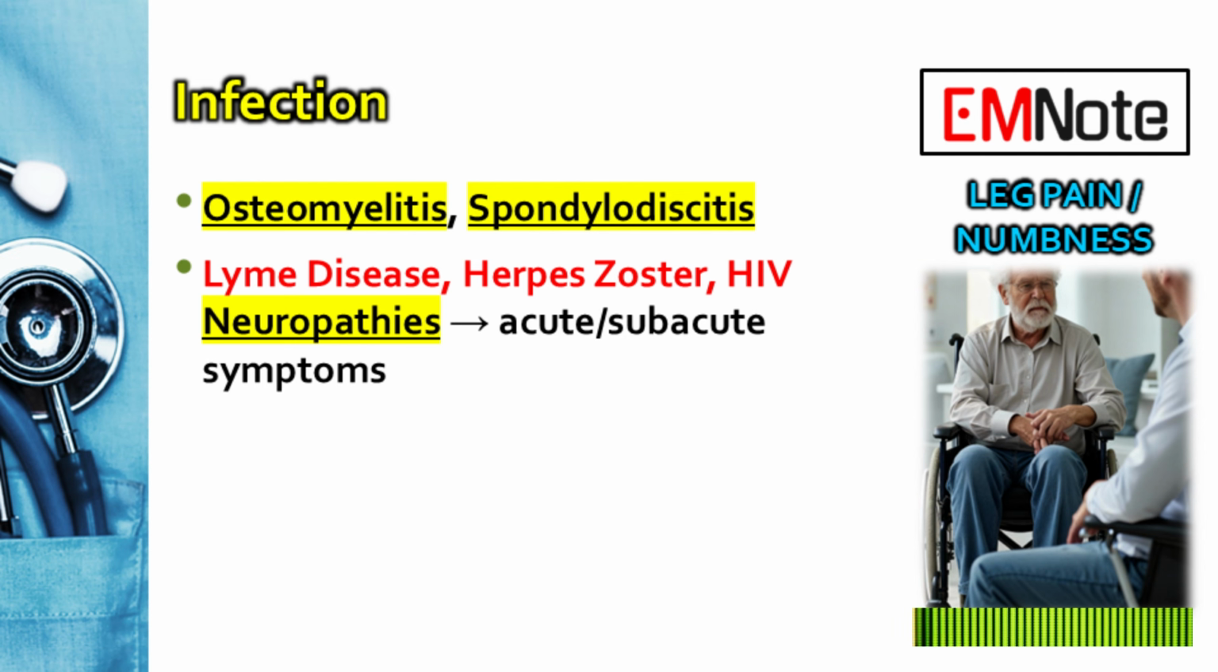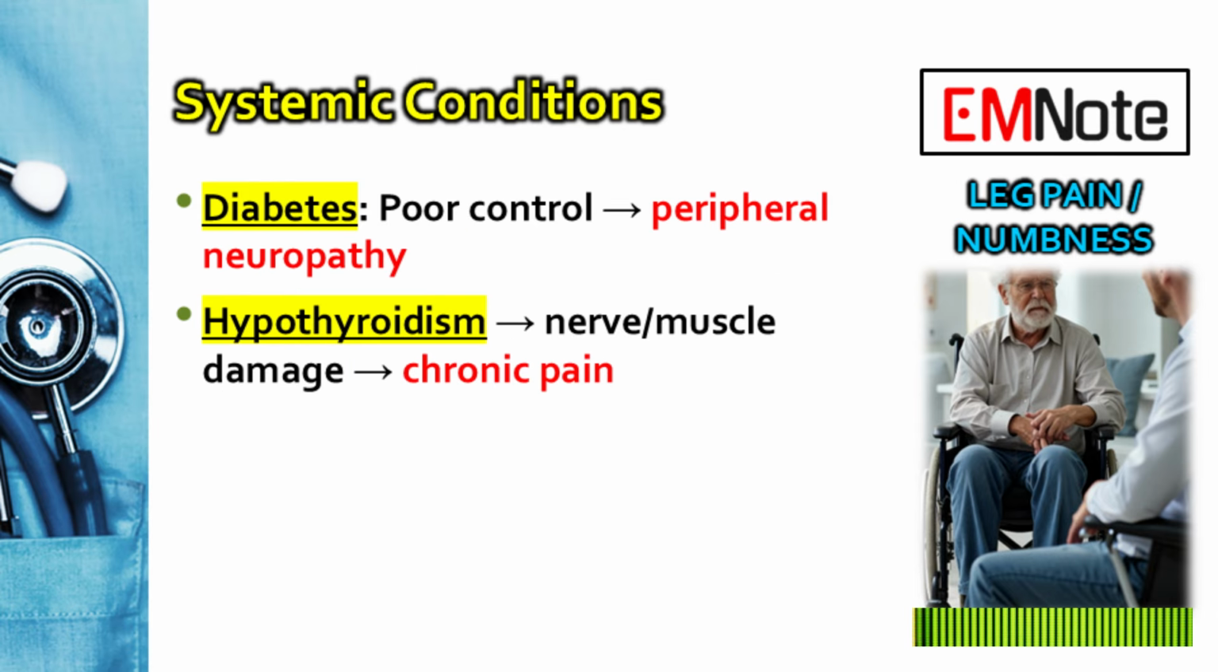Infection encompasses a broad range, including osteomyelitis, spondylodiscitis, Lyme disease, herpes zoster, or even HIV-associated neuropathies, all capable of producing acute or subacute lower extremity symptoms. This leads directly to systemic conditions. Metabolic disorders, most prominently poorly controlled diabetes leading to peripheral neuropathy, or endocrine imbalances such as hypothyroidism, can cause primary nerve and muscle damage manifesting as chronic leg pain or paresthesias.